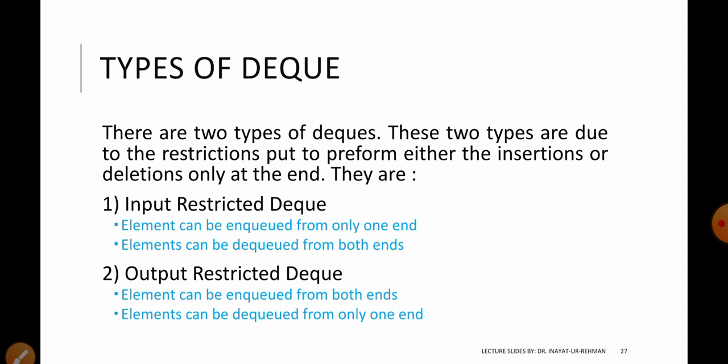In output restricted double-ended queues, we have a restriction on the DQ method. Here we can enqueue the elements from both ends, and we have to deque only from one end, whether it is the front end or the rear end.